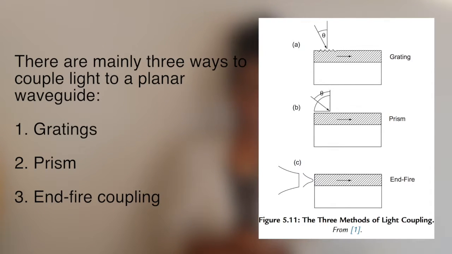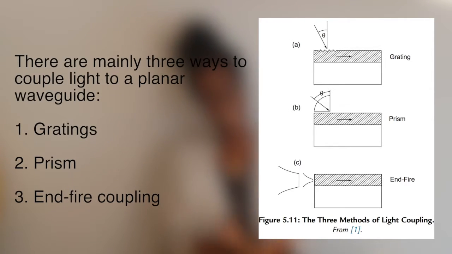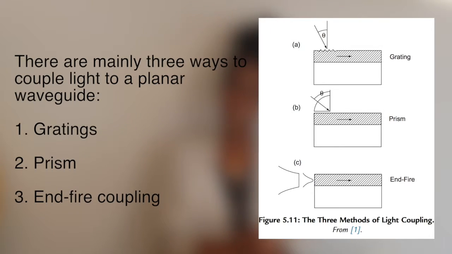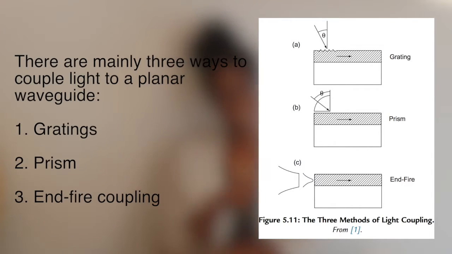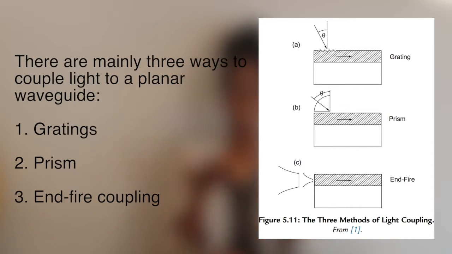With gratings, they're fabricated on top of the surface, and it adds a grating vector to the light wave and can therefore match the wave vectors in the waveguides. With a prism, optical power may be coupled into or out of a planar waveguide by use of a prism. A prism with a higher refractive index compared to air is placed close to the waveguide surface with a thin air gap in between. Finally, with end-fire coupling, light is coupled into the waveguide by directly focusing at one end.